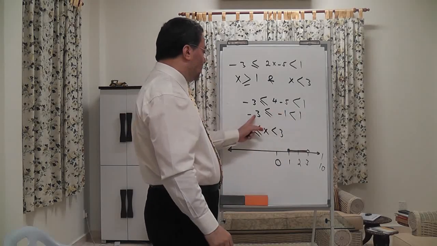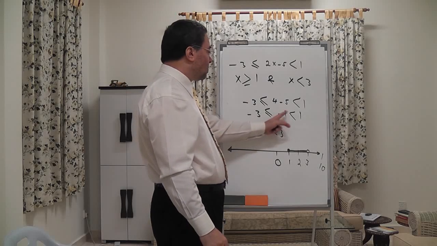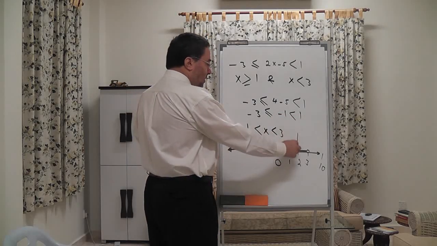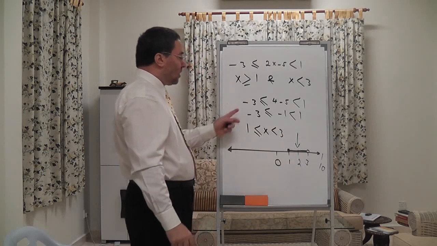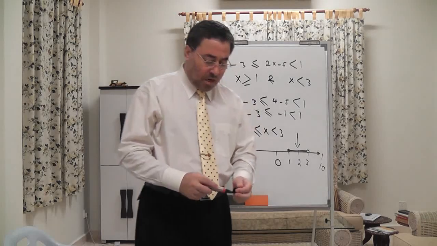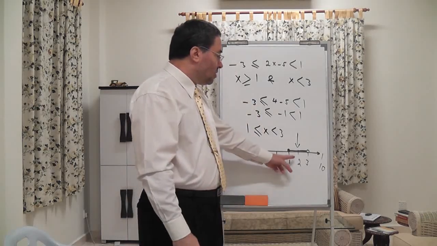Minus 1 is more than minus 3, and minus 1 is less than 1. So the value 2 here in our acceptable region gives a true statement for this conjunction. And so we know that our work is correct.